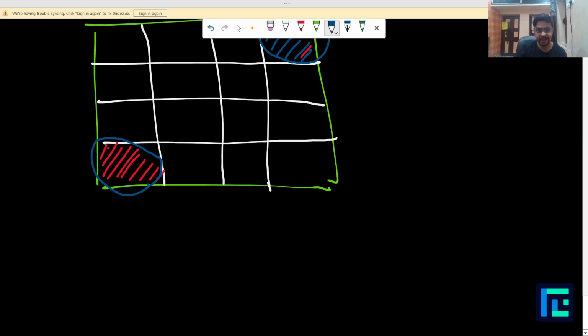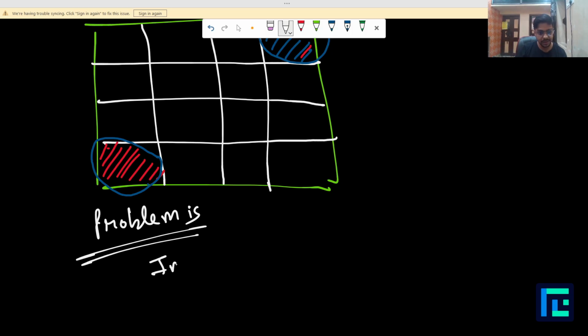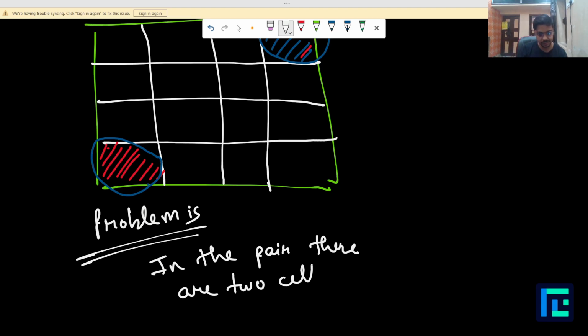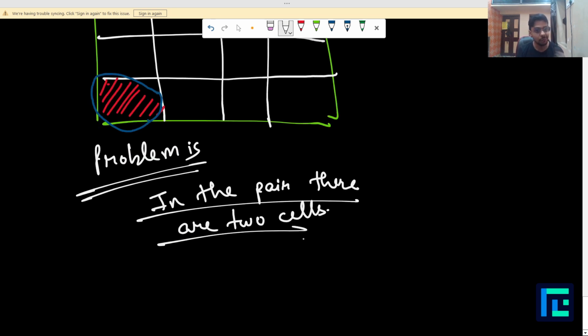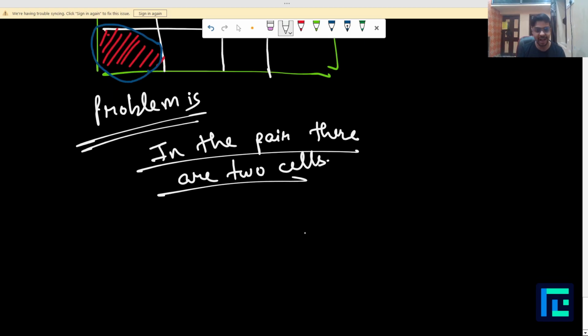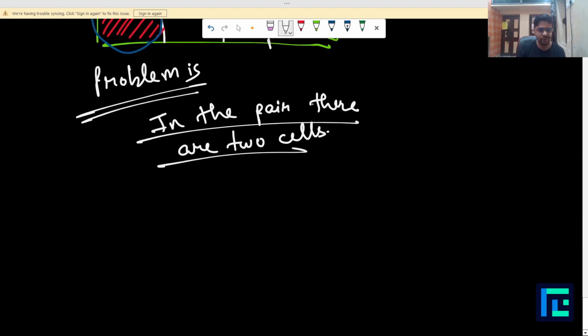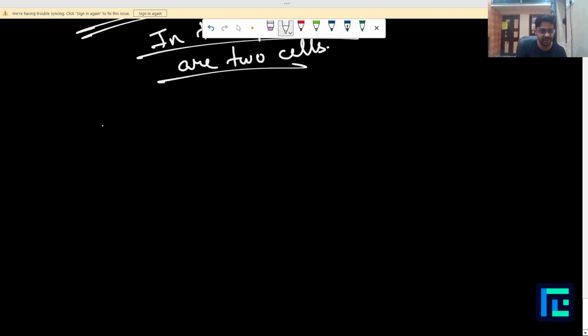But there is a twist over here as well. What is the problem that we are encountering? The problem is, in the pair, there are two cells, right? And hence we can't make the color of both of the cells equal by performing an odd number of operations. But what if we have a pair that has only one cell in the pair? Can I have this? Yes, I have that condition as well.